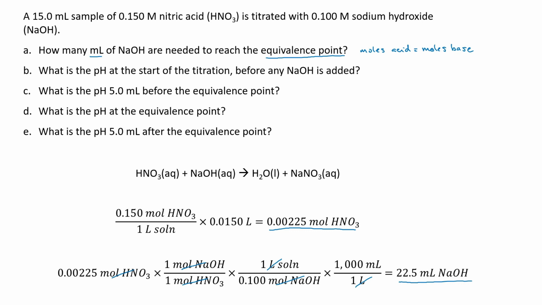Now, these calculations are pretty simple when we have just this one-to-one stoichiometric ratio, which you very often have in acid-base reactions. However, it is not always the case, so make sure you're always starting with your balanced chemical equation. All right, so that answers our part A. Let's go on to part B.